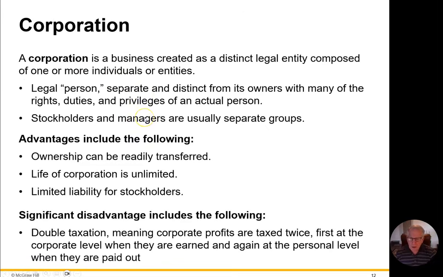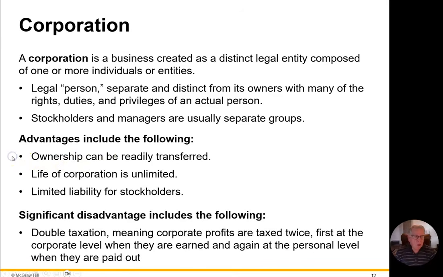Now, the corporation is a business that is created as a distinct legal entity composed of one or more individuals or entities. So I think of it as a person, separate and distinct from its owners. And it has rights and duties and privileges of an actual person. Stockholders and managers are usually very separate groups, and I think you would know that instinctively if you've been around any corporations. The advantages are the ownership can be easily transferred. You can sell your stock, you can buy your stock, very easy.